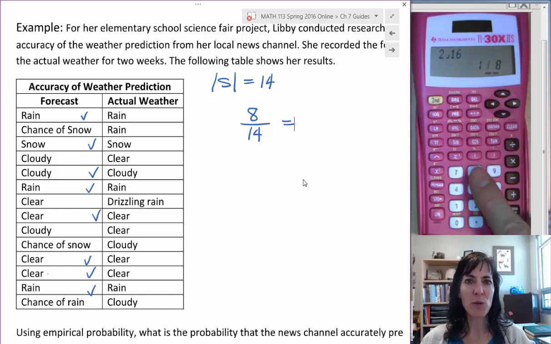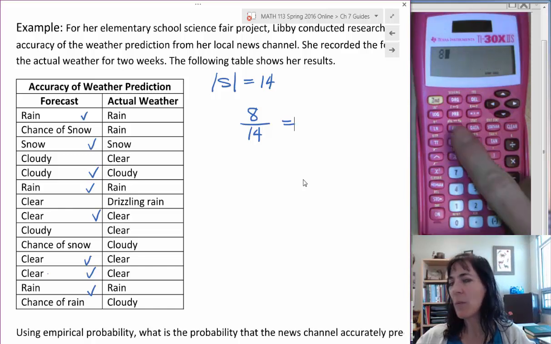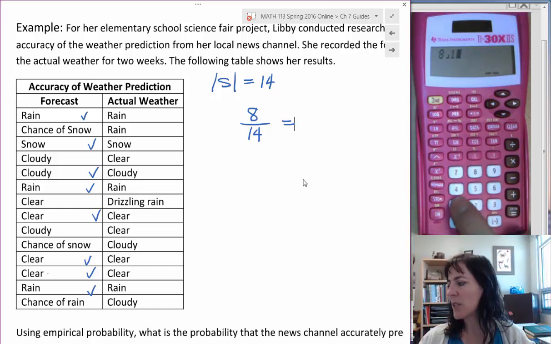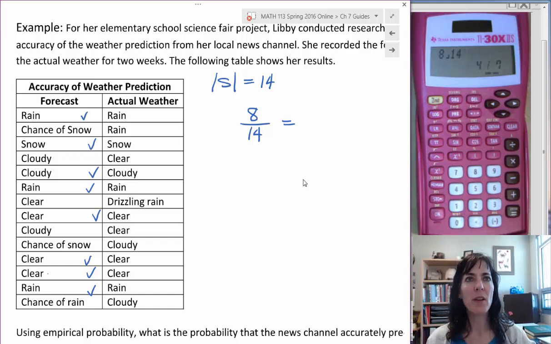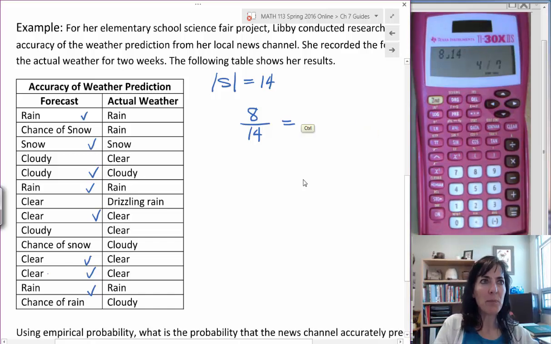But I just want to show you this process of using the calculator several times so that when there are numbers that you aren't sure how to reduce, you can use the calculator to help. So 8, ABC, 14, and I get 4/7, which if we divided the numerator and the denominator each by 2, we would get 4/7 for that as well.